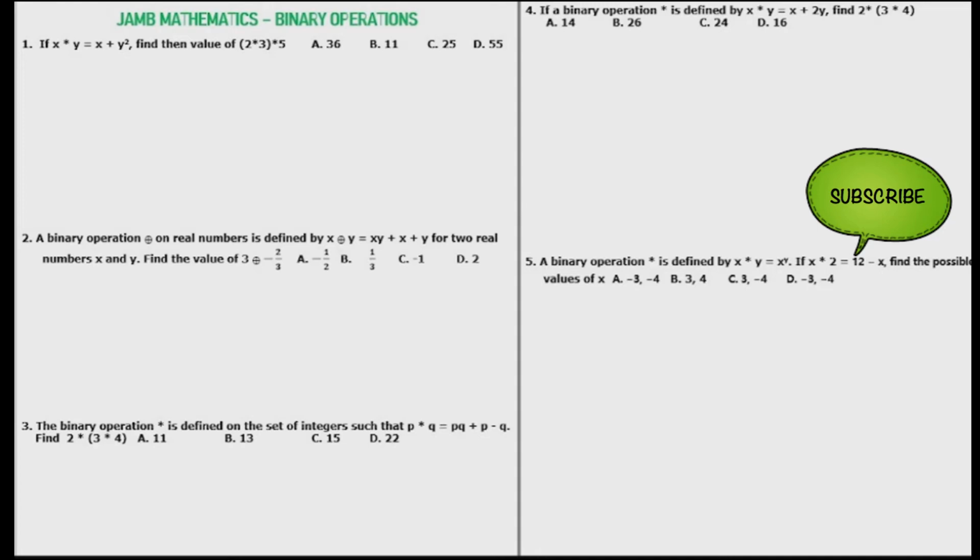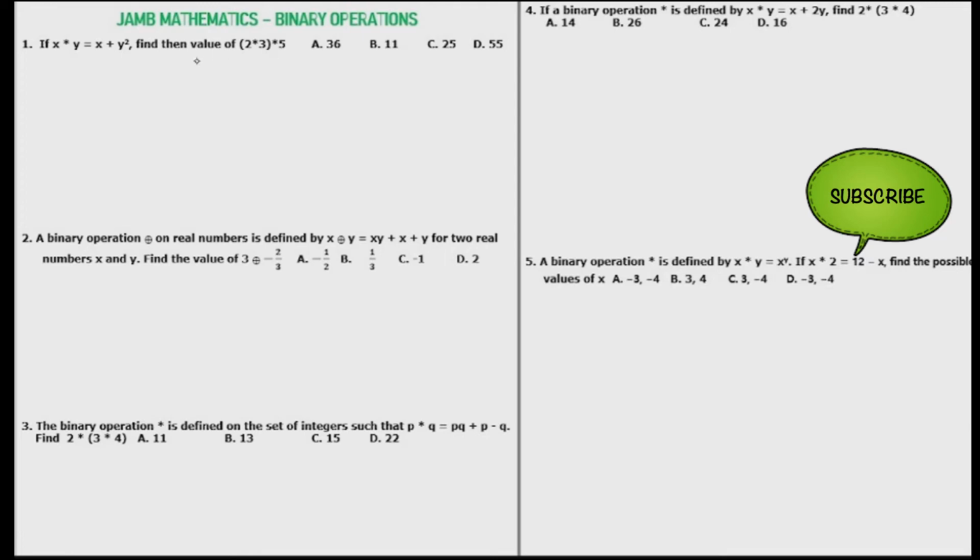Today I'm going to be considering JAMB mathematics, specifically under the topic called binary operation. Here are the questions before us, in order to practice what questions might likely come under binary operation. Question number 1 says, if x operation y is equal to x plus y squared, find the value of open bracket 2 operation 3 bracket close operation 5.